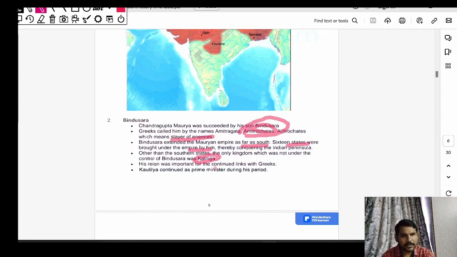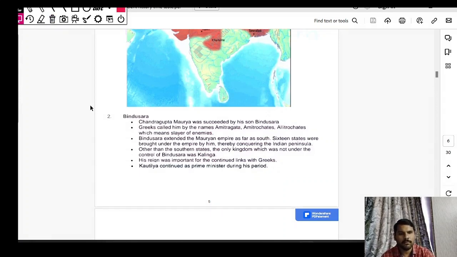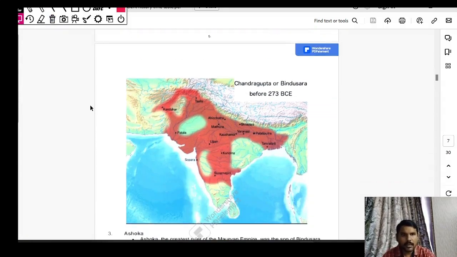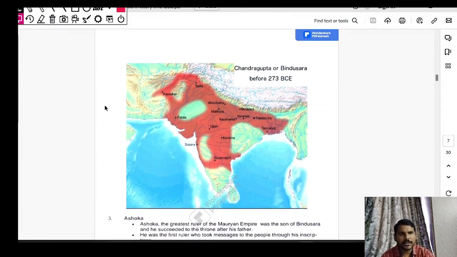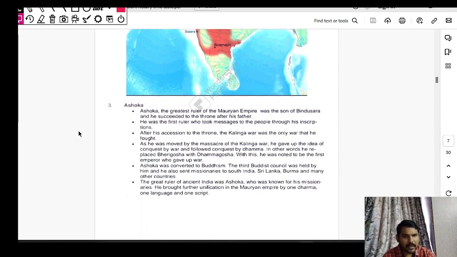His reign was important for the continued link with the Greeks. There was brisk trade with the Greeks, and Kautilya continued as the prime minister during his period also. You can see that during the Bindusara reign, he had further occupied the Deccan region also. Only the Kalinga region was left, which was later captured by Ashoka.